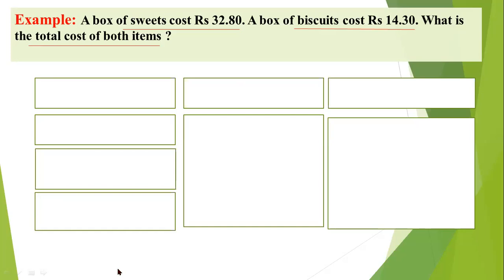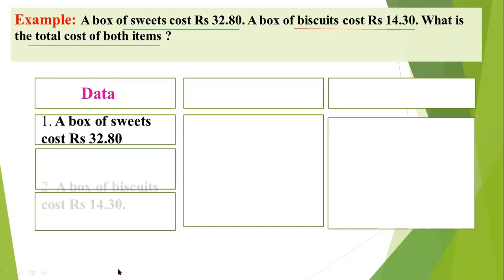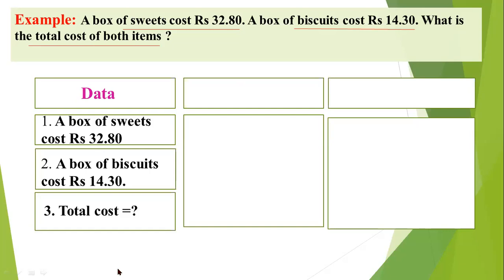Step 1, write down the data. Read the question. First come first. A box of sweets cost 32 rupees 80 paisa. A box of biscuits cost 14 rupees 30 paisa. Now what is the total cost? We have to find it out.